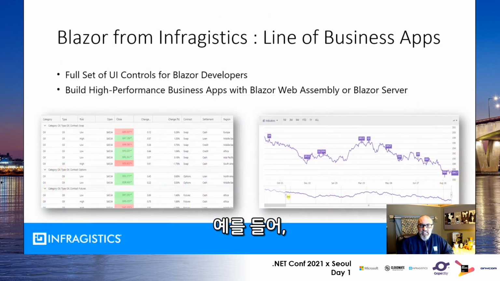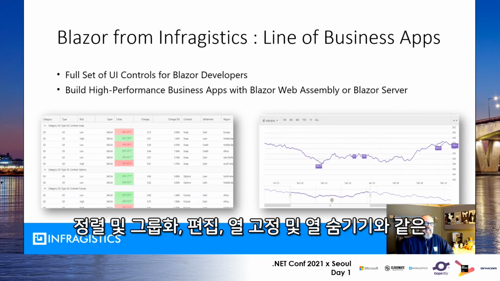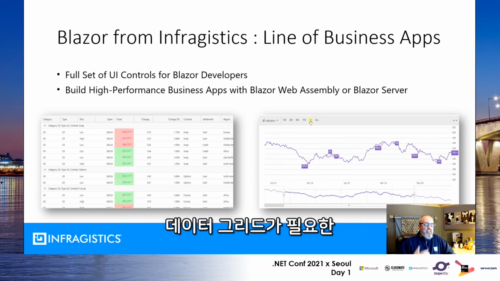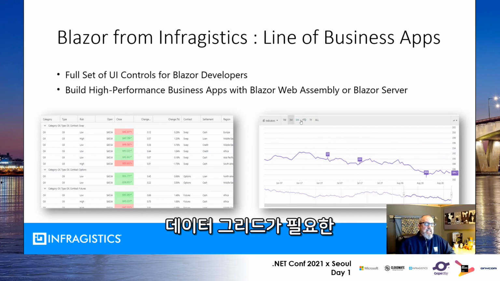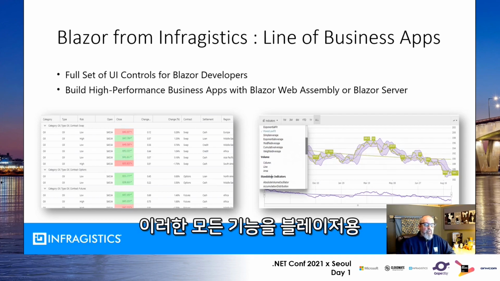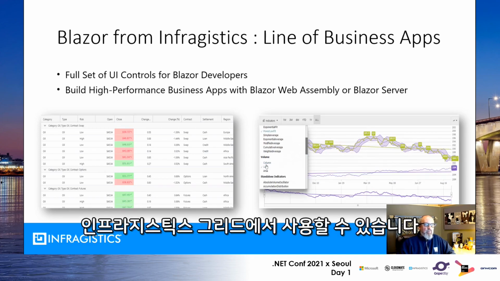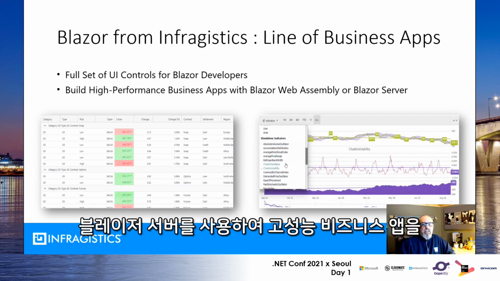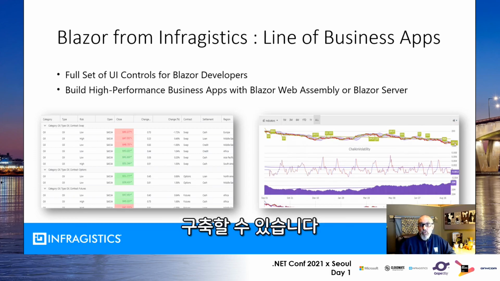So for example, if you're looking at applications that need data grids with all different types of features like sorting and grouping and editing and column pinning and column hiding, all of those features are available in the Infragistics grid for Blazor. Also, high-performance business apps can be built with the Blazor WebAssembly or the Blazor server.